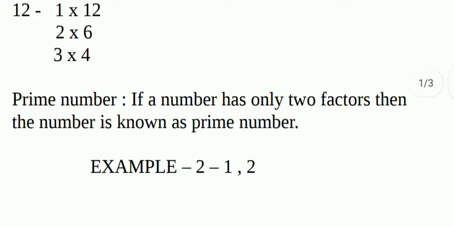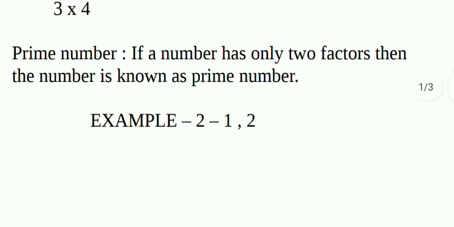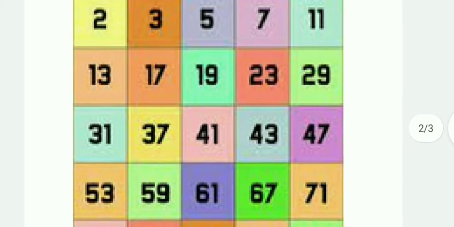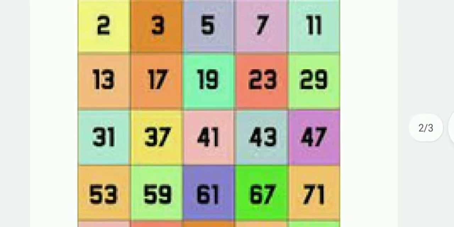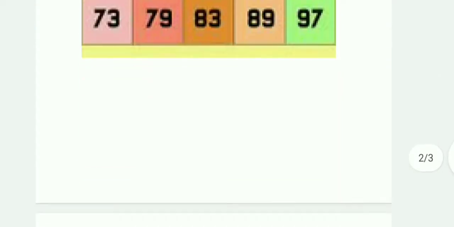Now what is meant by a prime number? If a number has only two factors, then the number is known as a prime number. For example, the factors of 2 are 1 and 2. That's why it is a prime number, it has only two factors. These are the prime numbers: 2, 3, 5, 7, 11, 13, 19, it goes on. It will never stop.